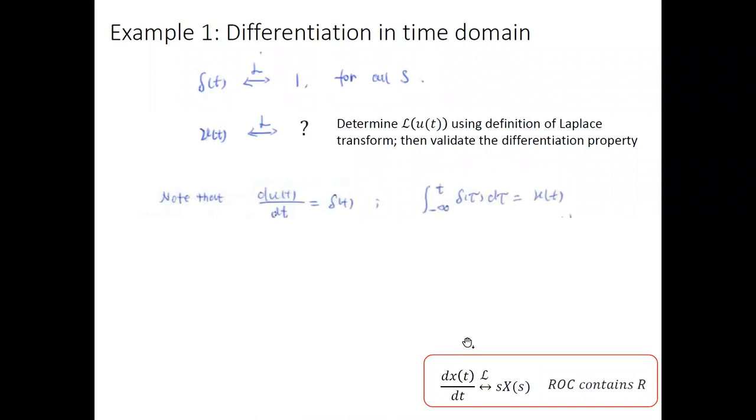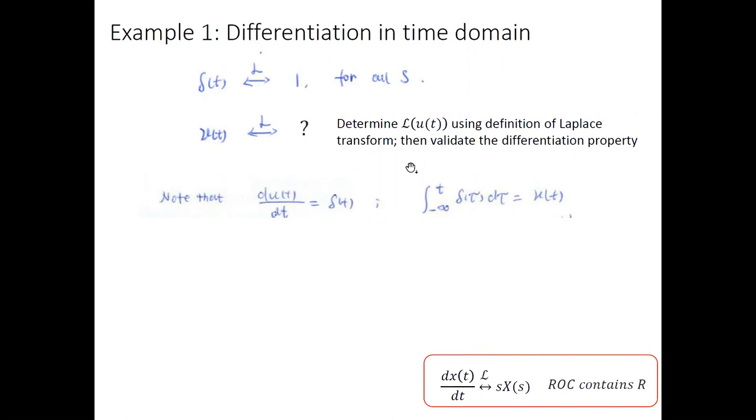Now let's look at an example which can validate the differentiation property in time domain. We've learned that for a unit impulse signal, delta of t, its Laplace transform is just a constant value 1 for the entire complex domain s. Then, in this example, what we want to determine is the Laplace transform for the unit step signal u of t. And the relationship between u and delta, we've learned before: du dt is delta, and the integration of delta is u. Often it is not straightforward to obtain the Laplace transform by directly applying the differentiation property because the statement of its ROC is vague. It just says contains R. It's not a deterministic statement.